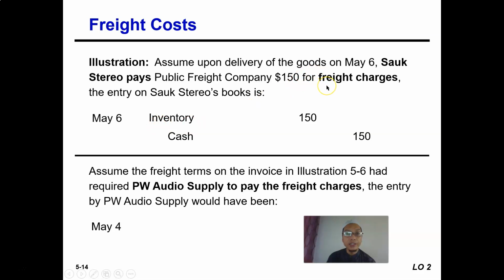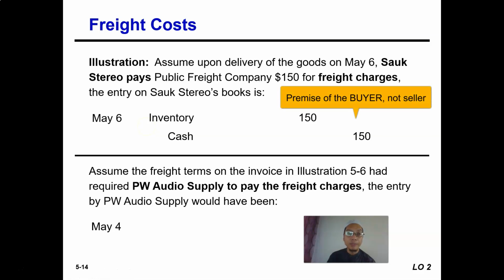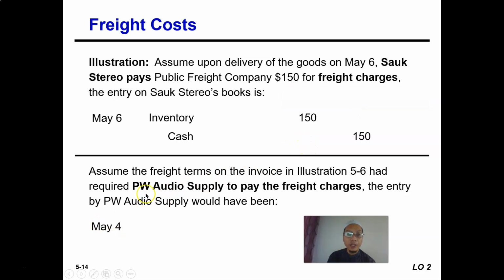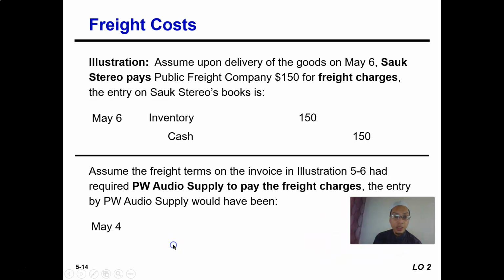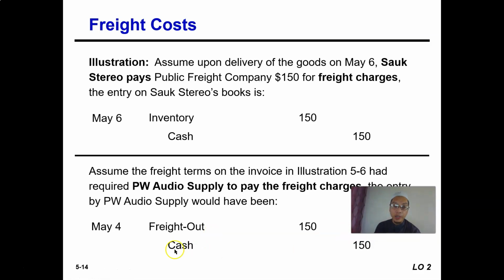Okay, because it is part of the cost of getting the inventory to the premise of the buyer. Okay, this is in the first case. So in the second case, if the freight cost is borne by the seller, then in the seller's books, they should debit their freight out. Freight out is an expense, so they should debit the freight out account, and they should credit cash by $150. So freight out account is an expense account. So this is in the case where the freight is borne by the supplier.